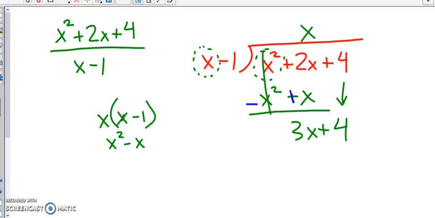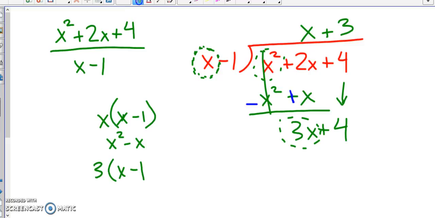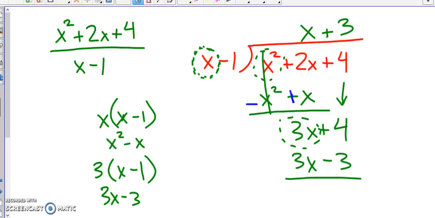3x? So I look at this piece right here, and I look at this piece right here, and I say, okay, what do I have to multiply x by to get 3x? And the answer is 3, so I put a plus 3 here. And then I'm going to distribute the 3 to the x minus 1, which would be 3x minus 3. So then I'm going to put 3x minus 3 here, change the signs, add, and we get 7.